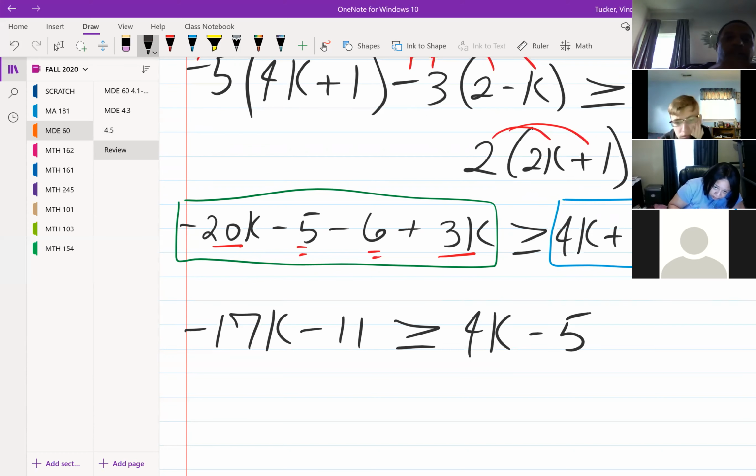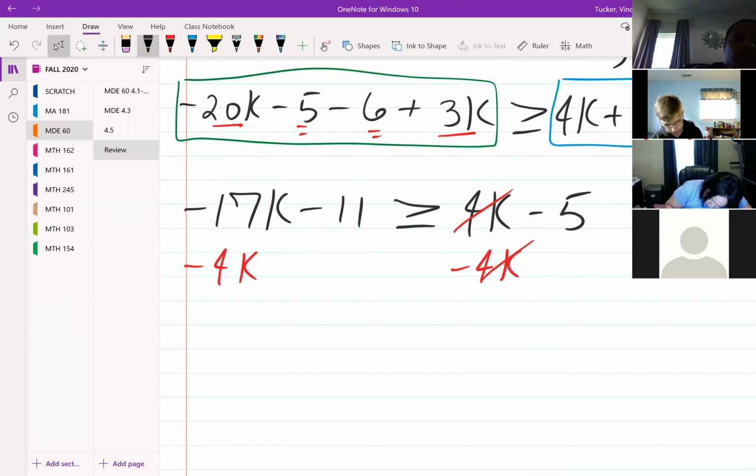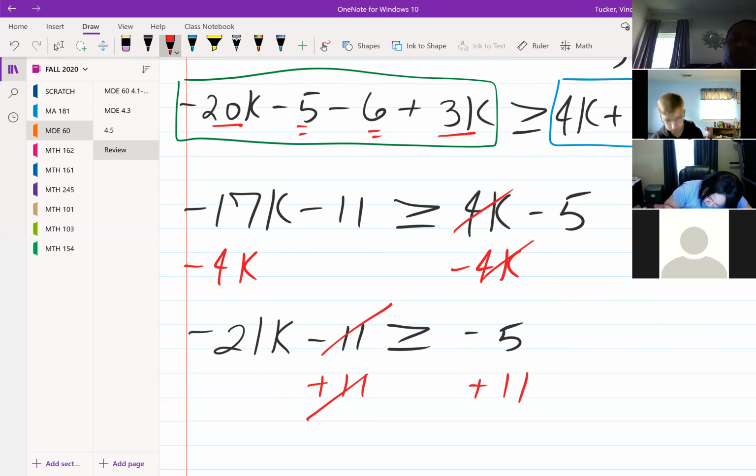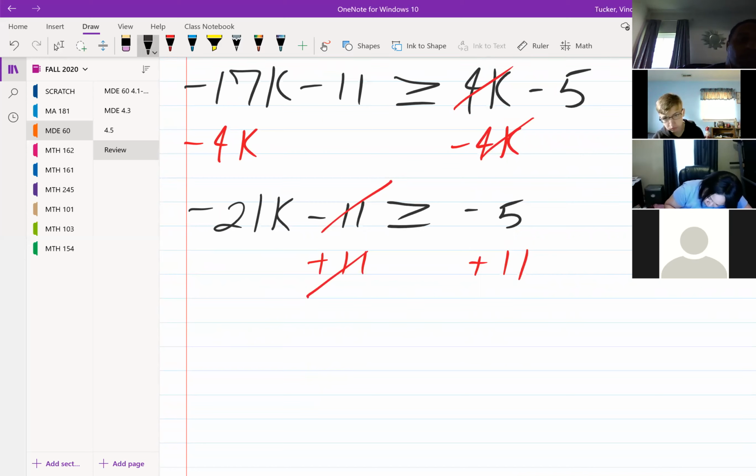All right. So get all of your terms with k on one side, all of your terms without k on the other. So I'll subtract 4k. Then add 11. Any questions before we look to finish it off?